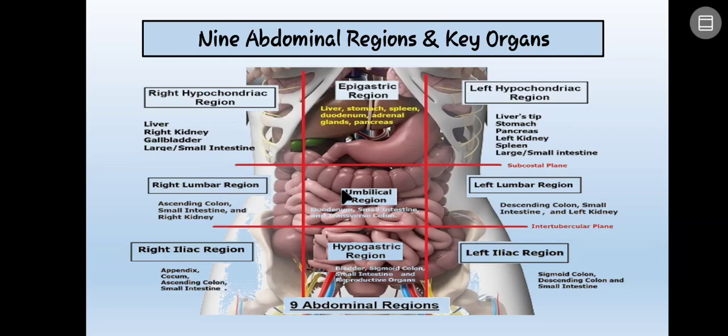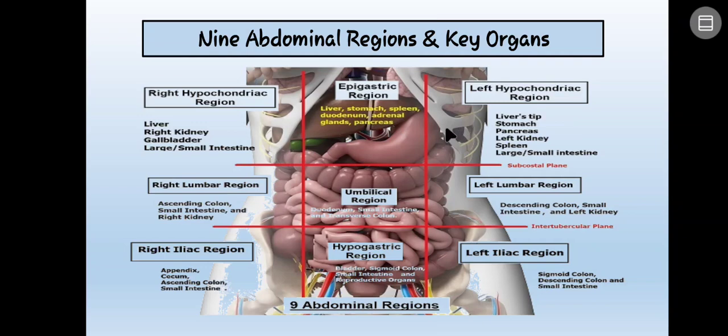We have the right lumbar region, umbilical region, and left lumbar region. The third row, what are the regions? The right iliac region, hypogastric region, and then the left iliac region. So it is very advisable that you divide it into rows. So we have 3 rows.